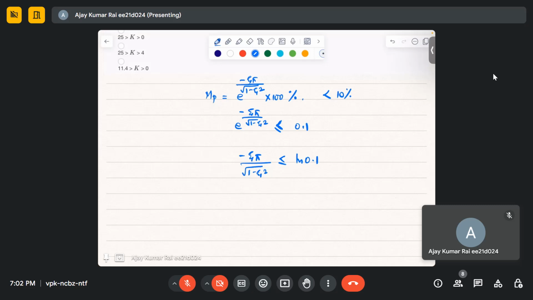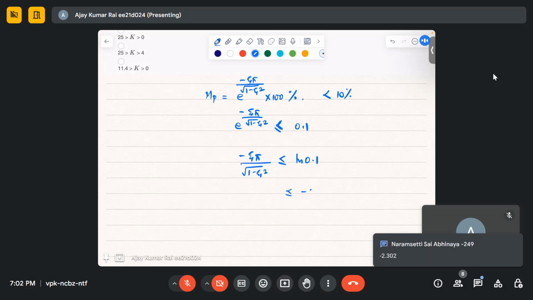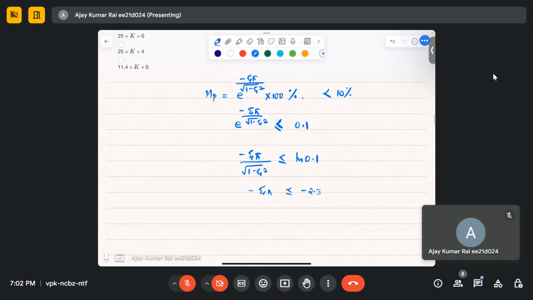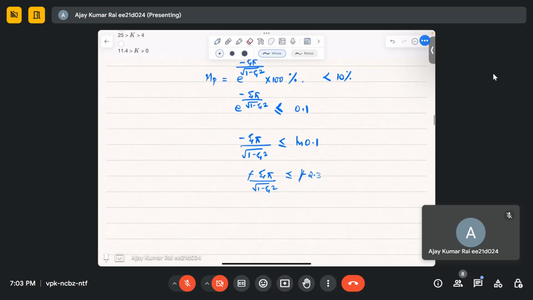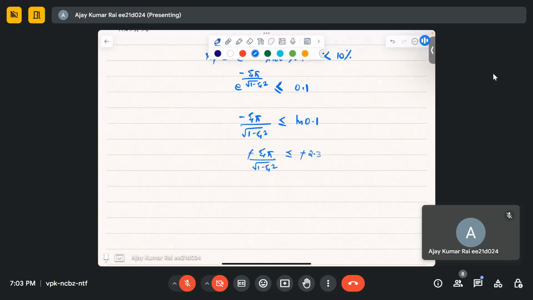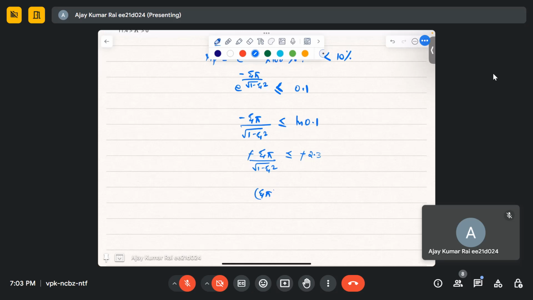Minus 2.30, correct. Okay, correct. So I'll take minus 2.3. Okay, so let me square this. You'll get this.